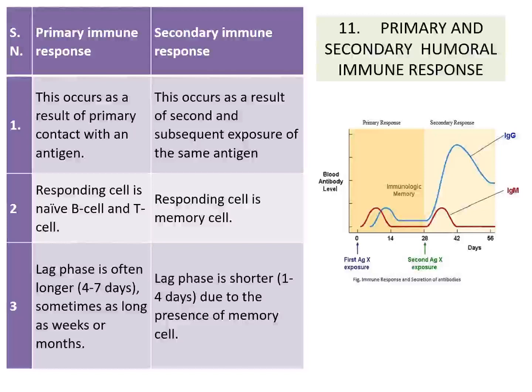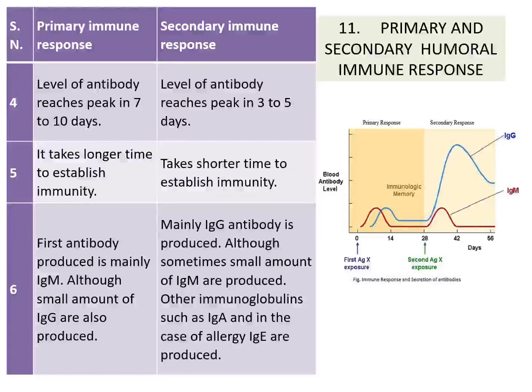Whereas in secondary immune response, the lag phase is shorter, from 1 to 4 days, due to the presence of the memory cells. Next, in primary immune response, the level of antibody reaches peak in 7 to 10 days. It takes some time, whereas in secondary immune response, the level of antibody reaches peak in 3 to 5 days. It takes less time. In primary immune response, it takes longer to establish the immunity, whereas in secondary immune response, it takes less time to establish the immunity.